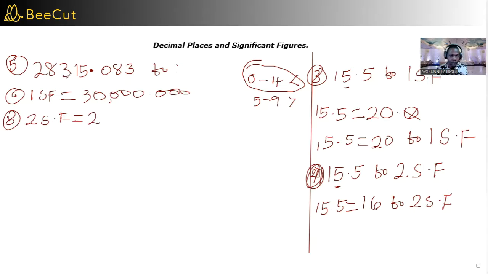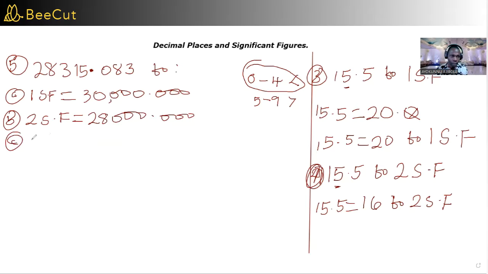Consider the figure next to 8. What is the figure next to 8? 3. Is the 3 able to turn 8 to 9? No, sir. Okay, because it falls between this category. So definitely we're going to write our 8 and every other thing is 0. And that is 28,000.